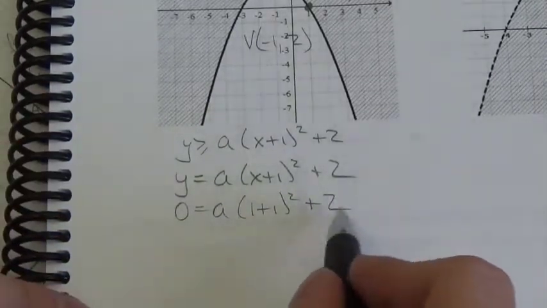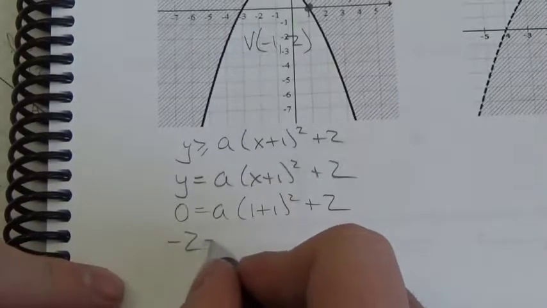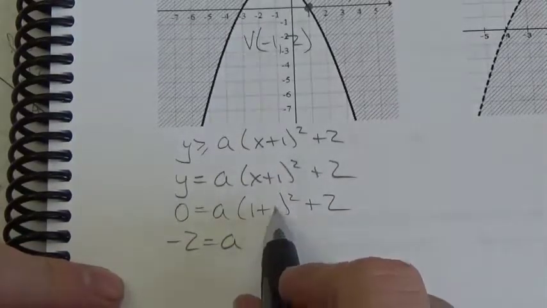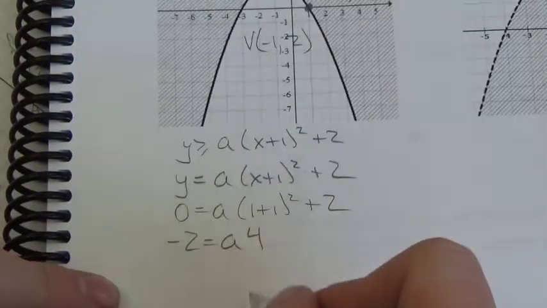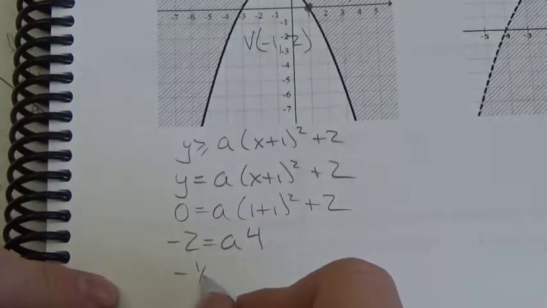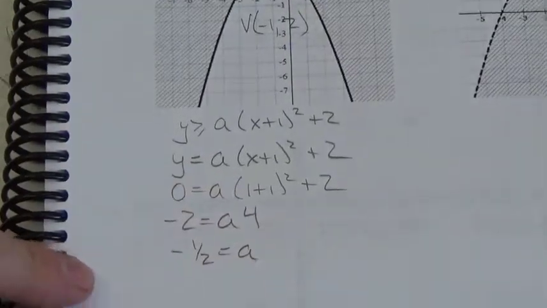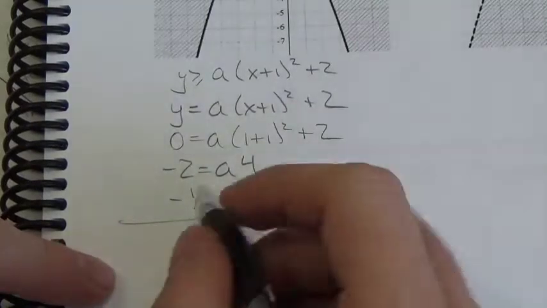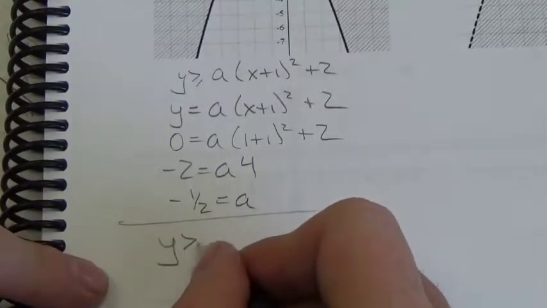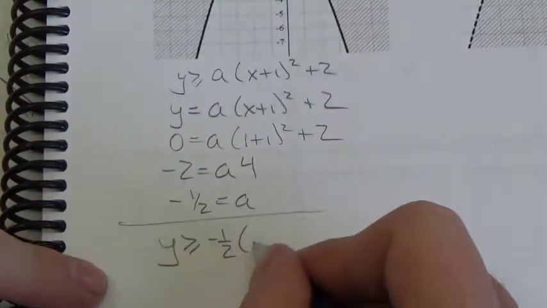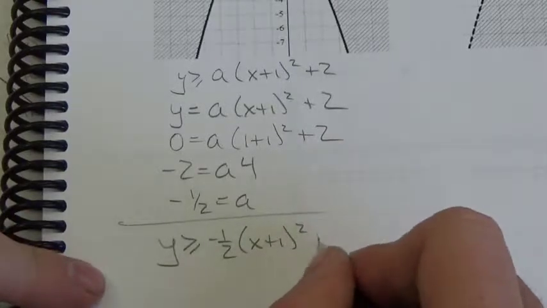Experience tells me I should bring that 2 over first. -2 is equal to a times, 1 plus 1 is 2, squared is 4. And when I divide, I will get that a is equal to -1/2. Excellent. So now let's plug that in. y is greater than or equal to -1/2 times x plus 1 squared plus 2.